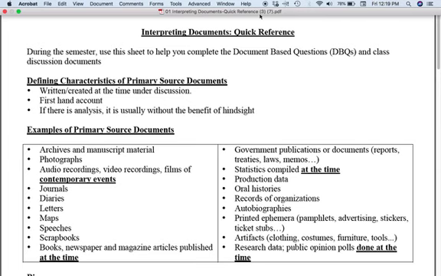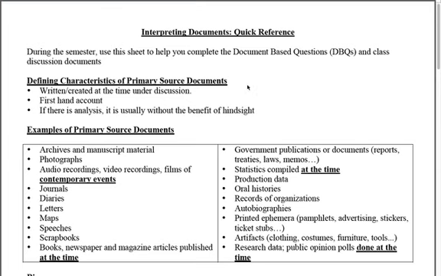Okay, so let's talk about primary sources first. Primary sources really have two distinguishing characteristics. One, that they were written and created at the time under discussion. For example, if we were talking about World War I, and the source is from World War I, then that would be the time under discussion, and it would be a primary source.